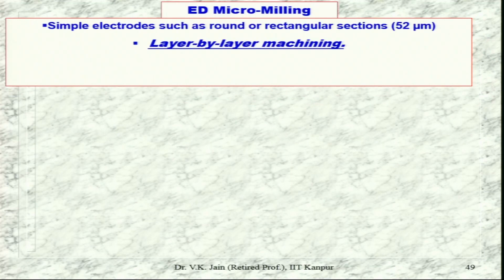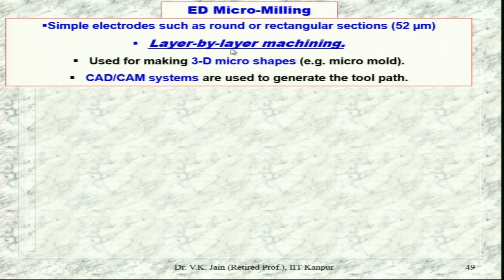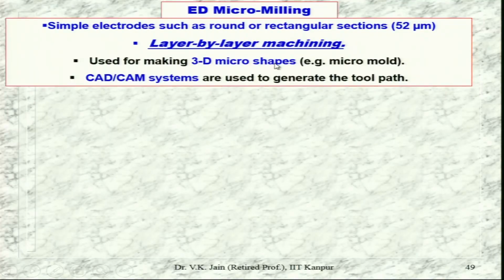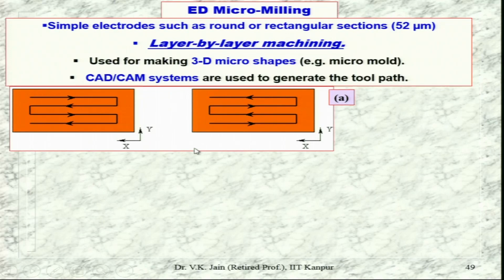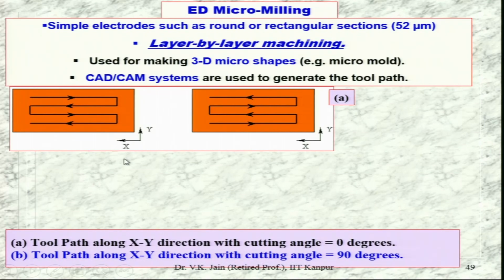ED micromilling, simple electrodes such as round or rectangular sections are used, and this you can call layer by layer machining. It is different from layer by layer manufacturing or fabrication or deposition for additive manufacturing. Used for making 3D micro shapes. CAD/CAM systems are used to generate the tool path in case of CNC machines. Now, you can clearly see here, this is the tool path along XY direction.